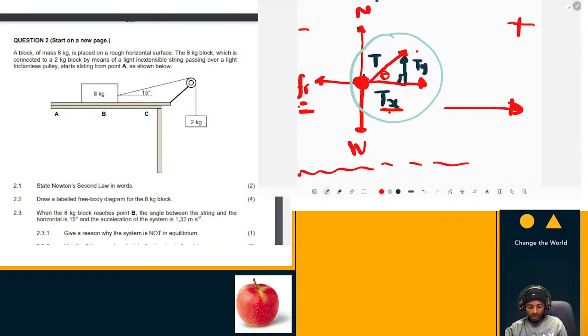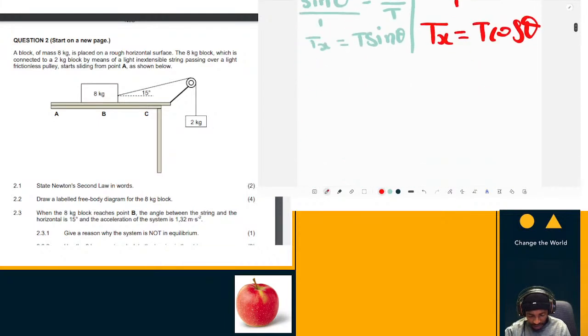But now we know that the system is moving from left to right. Or rather, the 8 kg block is moving from left to right. Therefore, we're only going to consider friction and T of x when we quantify our acceleration, if we are required to do so. Okay, so let's see the questions.